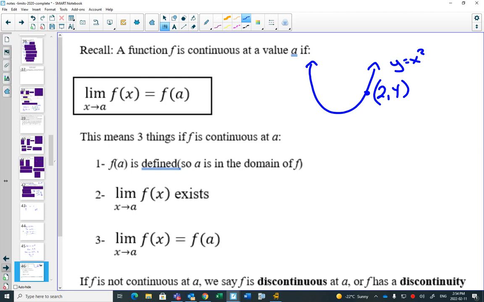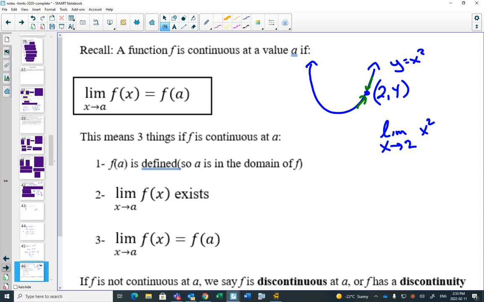The limit as x gets close to 2 on x squared is saying if I come from the left side and I come from the right side, I'm getting close to 4. And because the limit is equal to 4 and the function is equal to 4, we know that it has to be continuous at that point.